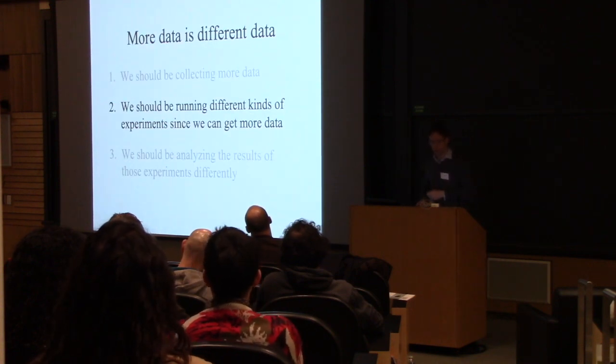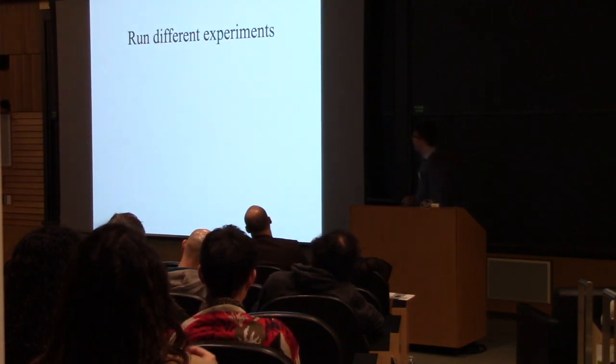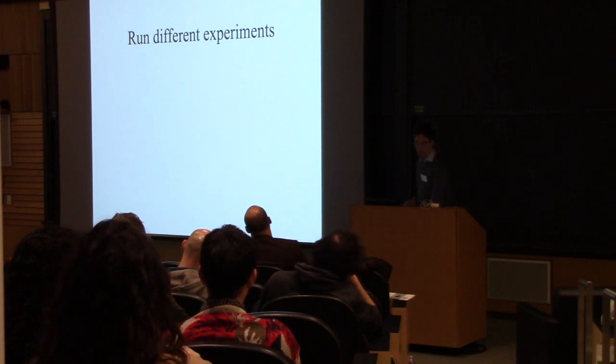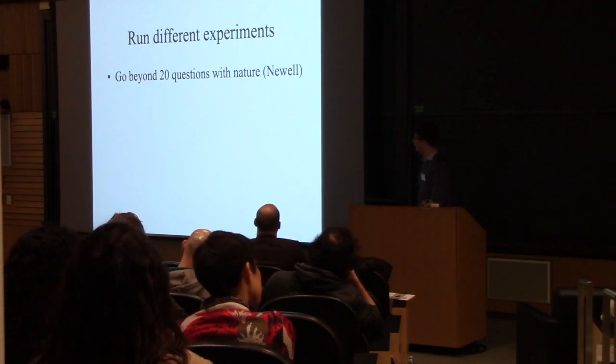Okay, so the second point here is that we should be running different kinds of experiments because we can get more data. And really, the idea here is to think about how you can use those large data sets to do your science differently. So Alan Newell had a famous critique of psychology as trying to play a game of 20 questions with nature, right?